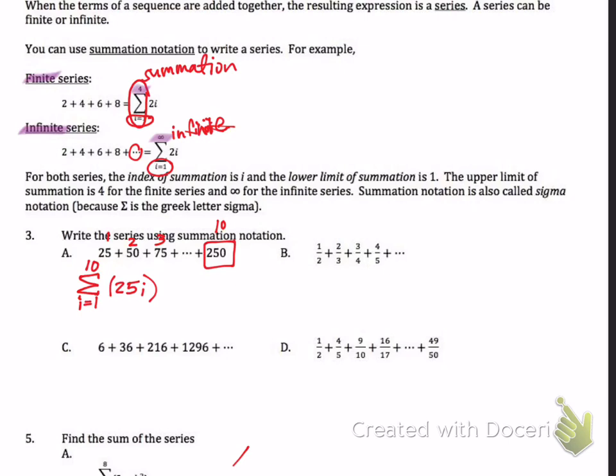Okay, for part B, is it going to be infinite or finite? Infinite. So I'm going to draw my little sigma. I'm going to put i equals 1 on the bottom, and I'm going to put an infinity sign on top. So if I look at the pattern, the top is always increasing by 1, right? And the bottom is also increasing by 1. So what could go on my numerator? 1. It's going to be a letter, so I'm going to use i. So i goes on top.